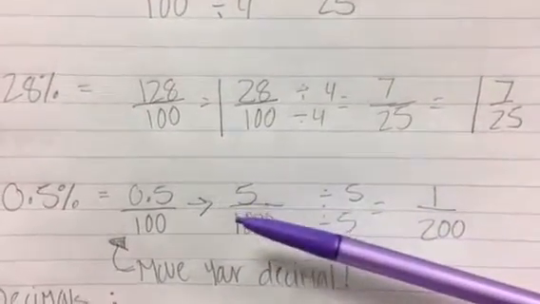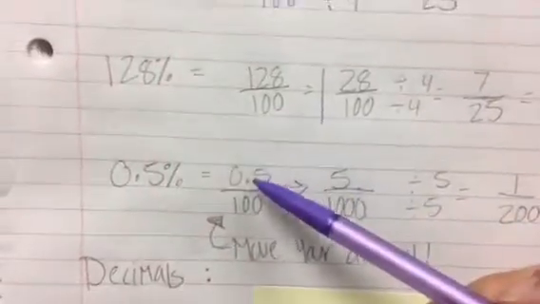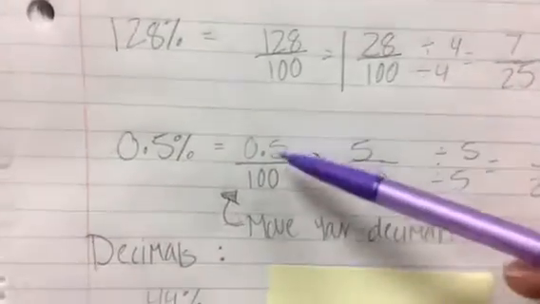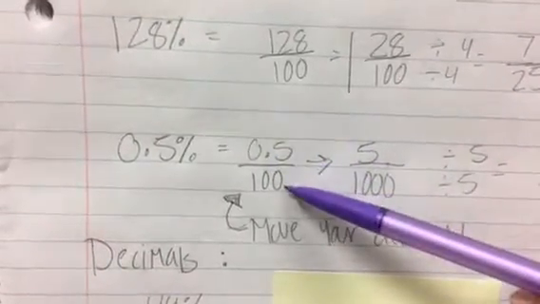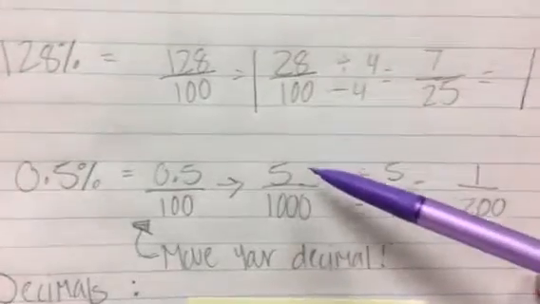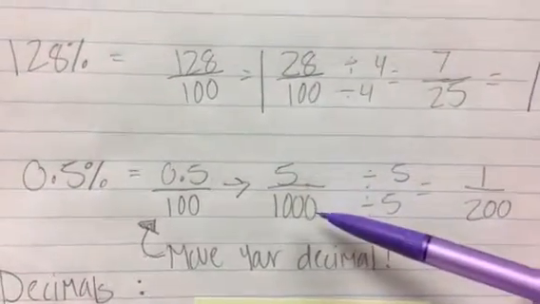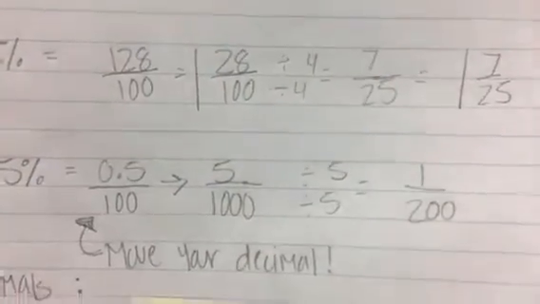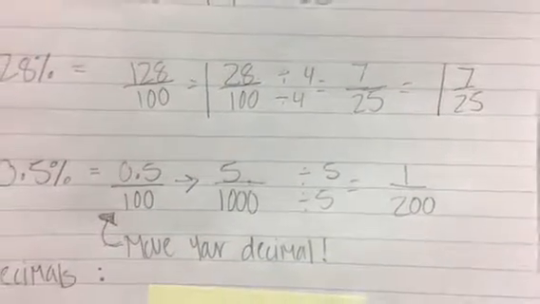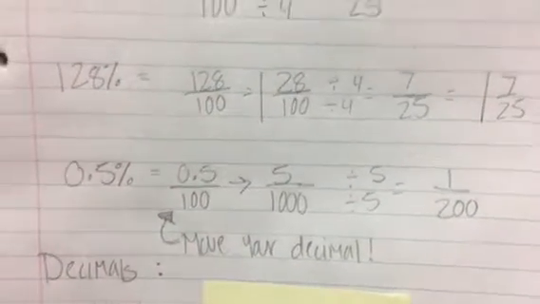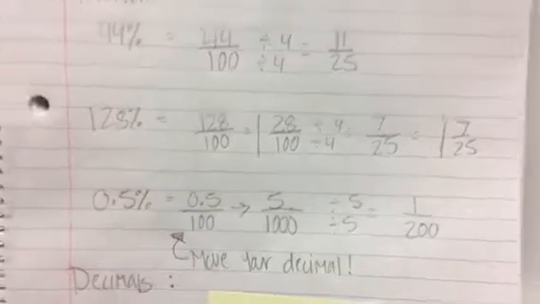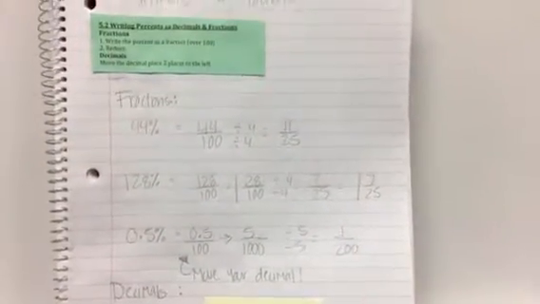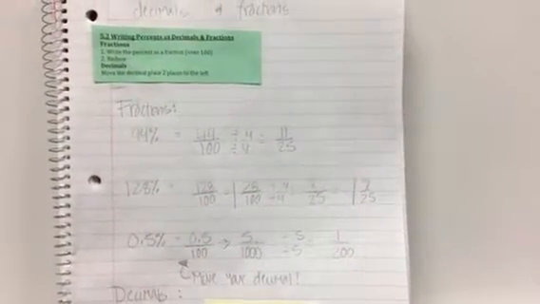Okay, so we're going to change this, so we need to move our decimal one place to the right. What I do to the top I do to the bottom, so it's going to change it to 5/1000. Then I need to simplify it, so I'm going to divide it by 5, and then it simplifies to 1/200. So make sure that you move your decimal. Okay, so here's everything for fractions if you want to pause it to make sure that we have everything that we need.